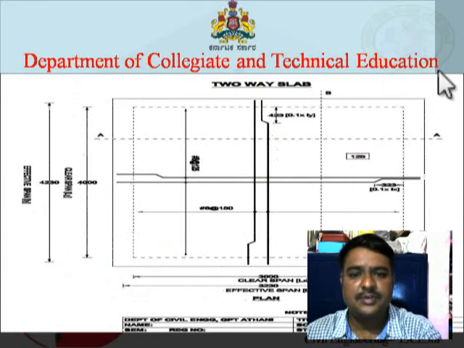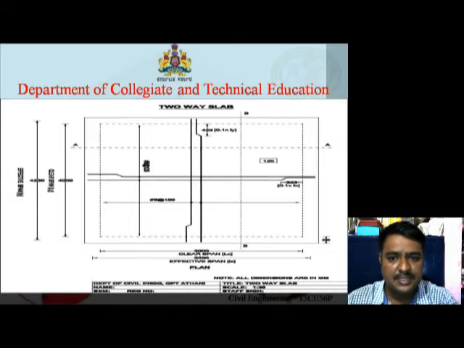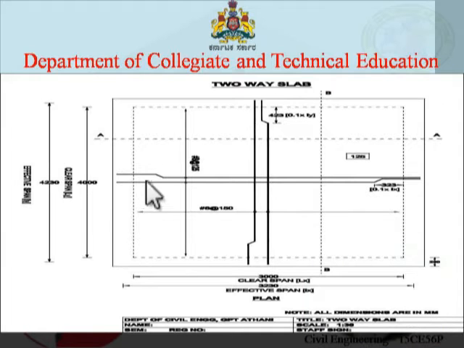So we go to the actual experiment part. Here is the plan of the given two-way slab. The effective span for the shorter side is 3000, 3230 including bearing. Here 4000, 4230 including bearing of the wall. Here 423 is the bent up length, and here 323 is the bent up length.